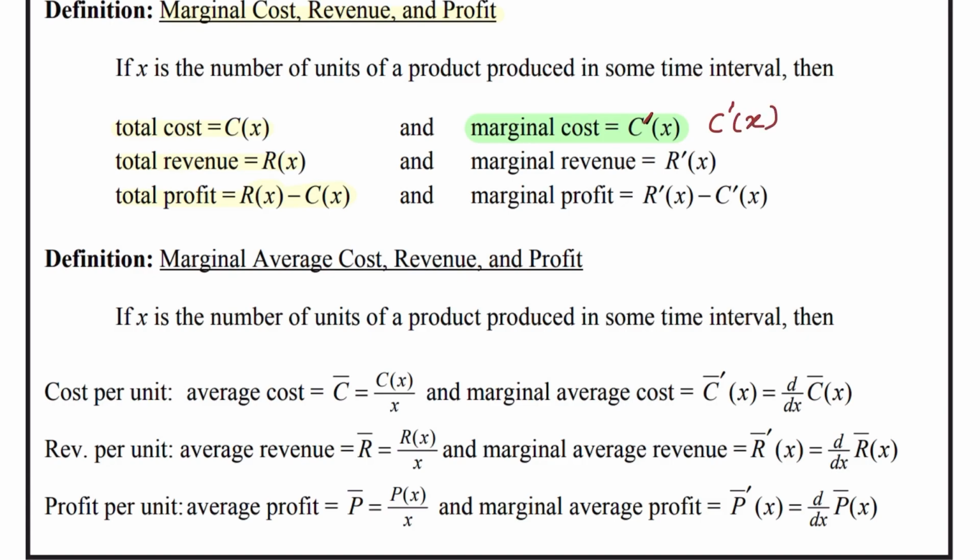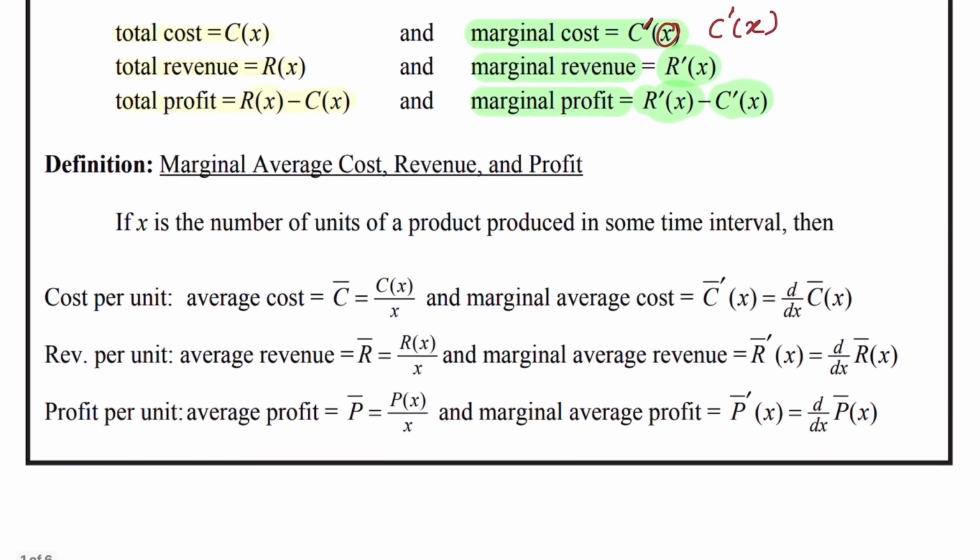So here the marginal cost is nothing but the rate of change of the cost with respect to X, where X is the number of units. I'm trying to see how the cost is changing with respect to the units. Marginal revenue is R with that little hyphen on top, again the rate of change of revenue with respect to the number of units. Marginal profit is the derivative of this minus the derivative of this with respect to the number of units.